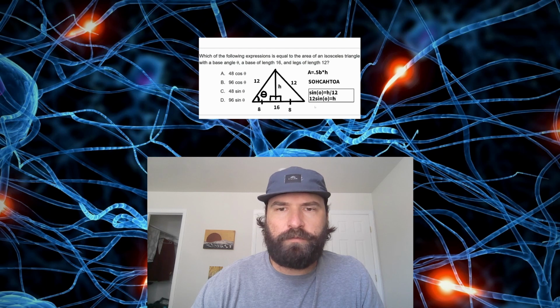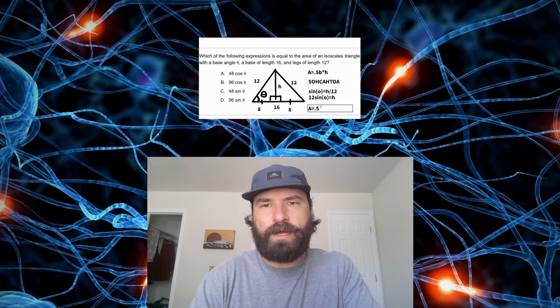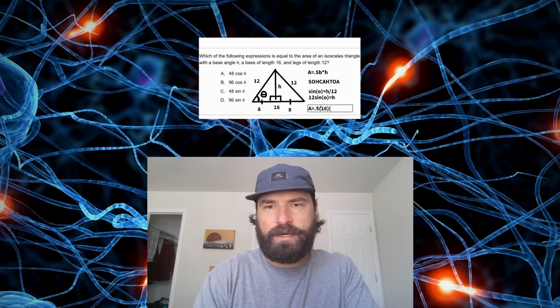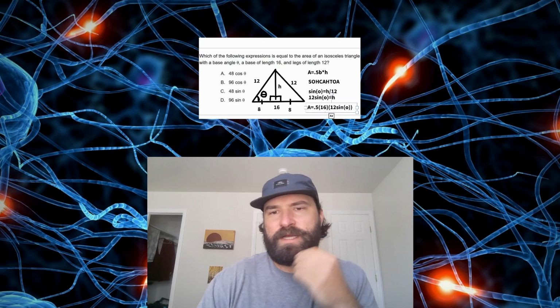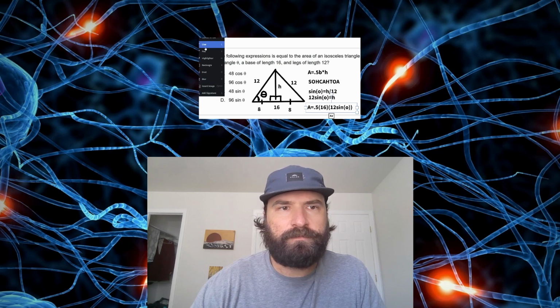Now we can plug all of the information into our area equation, which is going to be area equals 0.5 times the base. The whole base is 16 times our height, which is 12 sine theta. And if we multiply all these numbers together, we're going to get 96 sine theta, which is answer D.